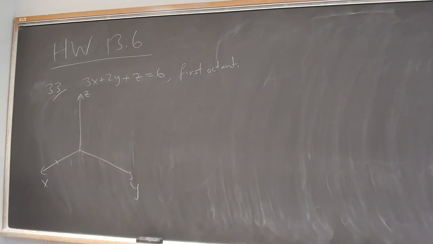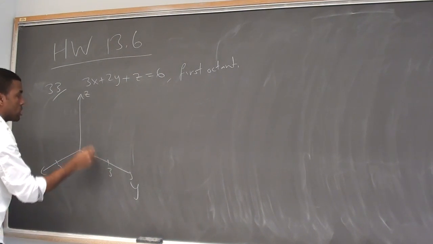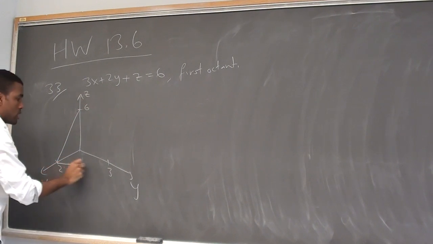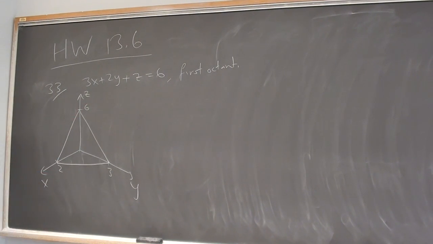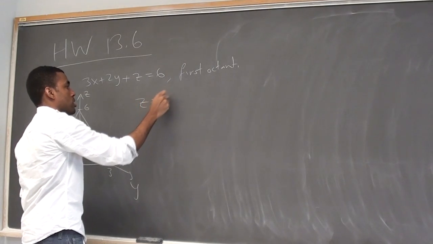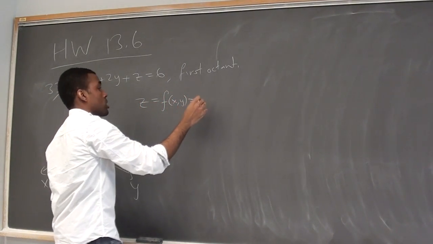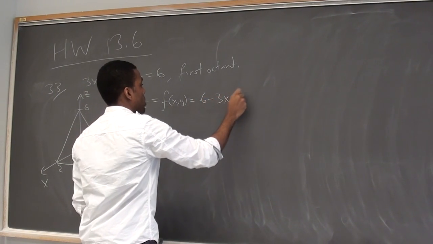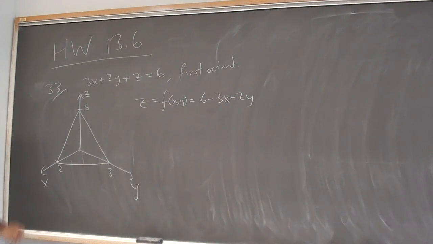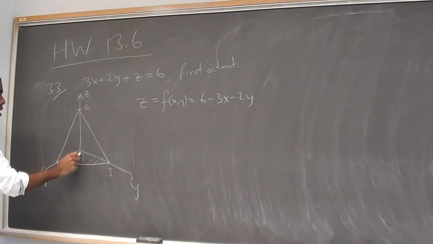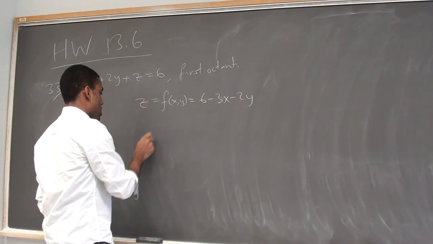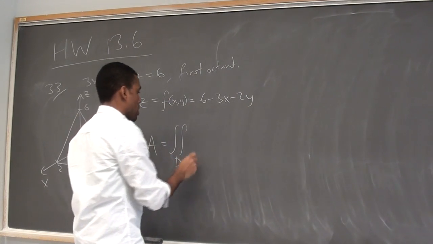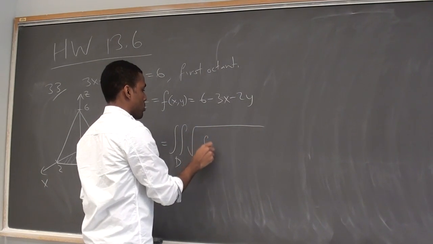What's the intersection on the x? 2. What about the y? 3. The z? 6. So you have this plane, and you want to find the area of that plane. Since z is already nice, I can just solve for z. Take that to be my f of x,y, which is equal to 6 minus 3x minus 2y. I'll be taking my region of integration in the xy plane. So the area is just the double integral over D of the radical of fx squared plus fy squared.